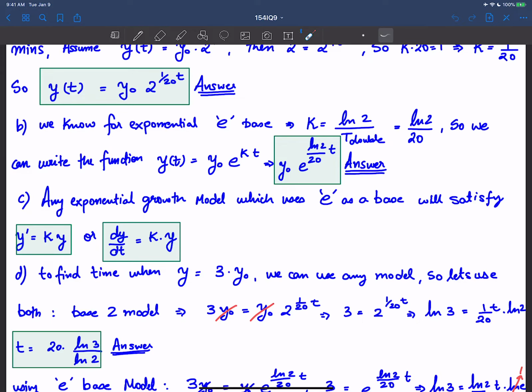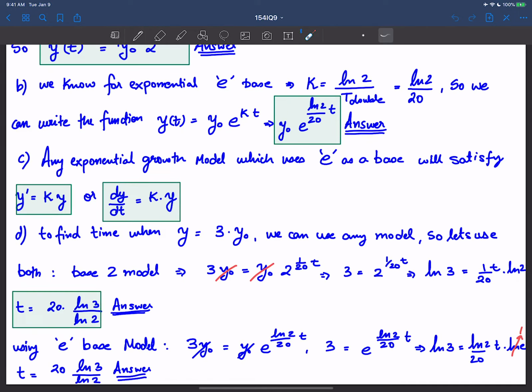And that's pretty much it for that part. But if you choose the e model, it's a similar analysis. Instead of using the base 2 model here, you're going to use the e model. It's going to be a little bit tedious to analyze, but at the same time, you're going to get the same answer. So feel free to walk through this if you need to.